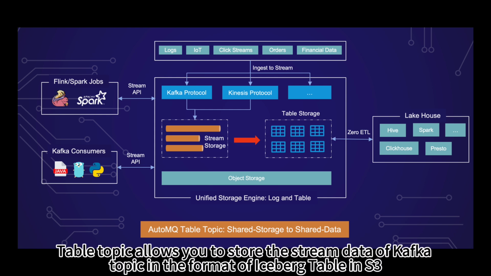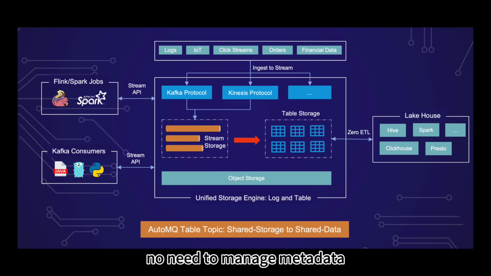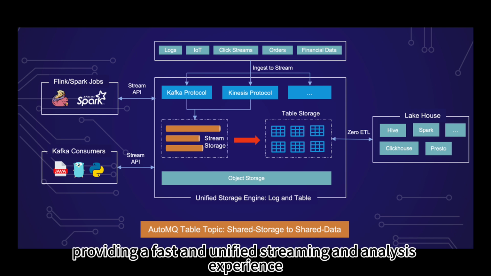Table Topic allows you to store the stream data of a Kafka topic in the format of an Iceberg table in S3. No need to manage metadata. Topic and table share the lifecycle, providing a fast and unified streaming and analysis experience.